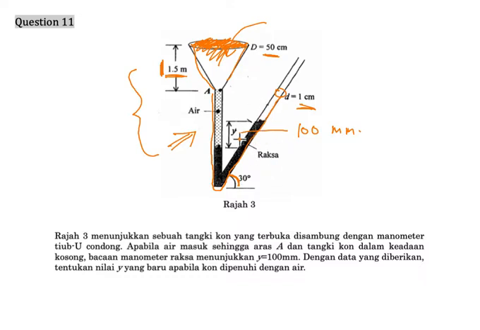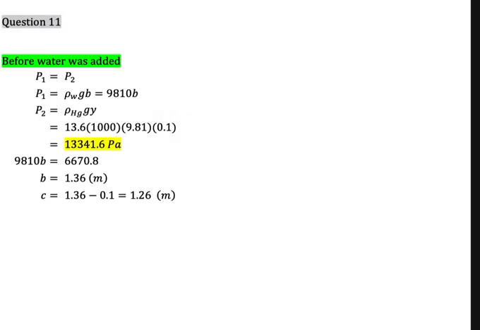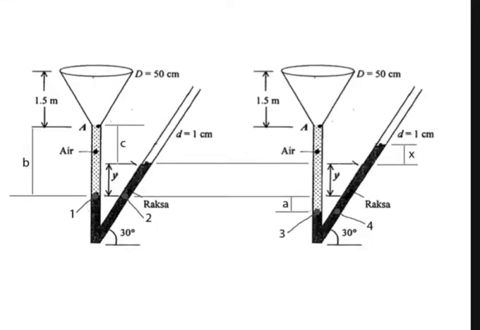The definition of y here is the distance from the surface of mercury at the left side until the surface of the mercury at the right side here. So this is the calculation before water was added, based on this diagram.